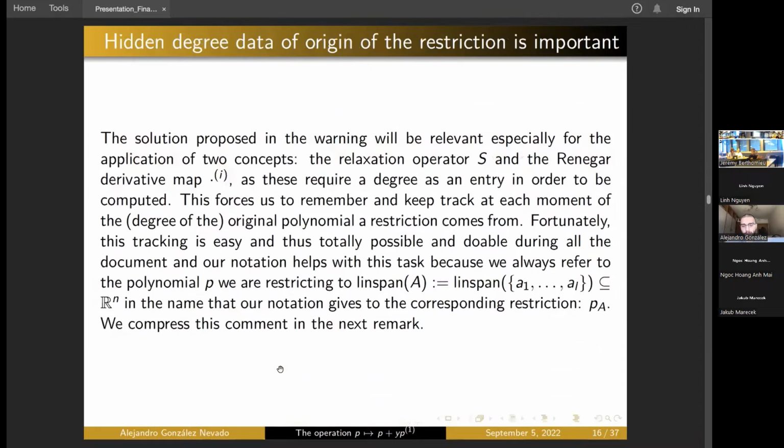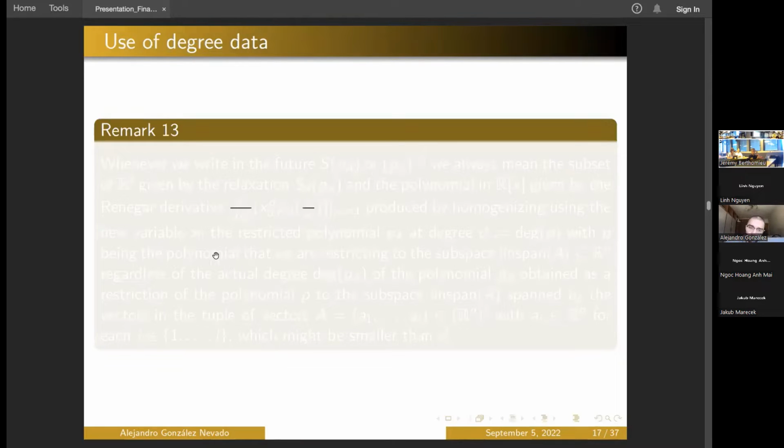For example, I don't know why you cannot see this, but in the case of the Renegade derivative, can you more or less see what is there? The first row. I don't know why it takes this color. Well, in the case of the Renegade derivative, let me check if I can do something with this.